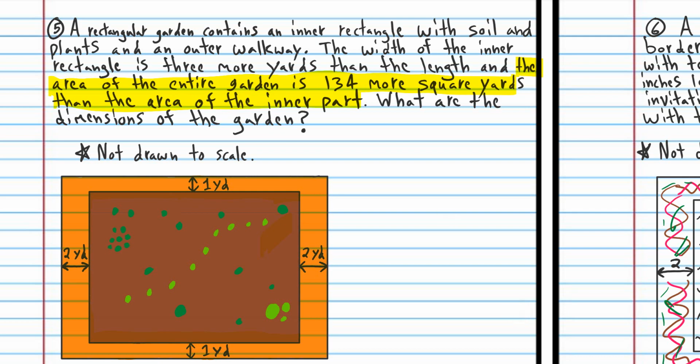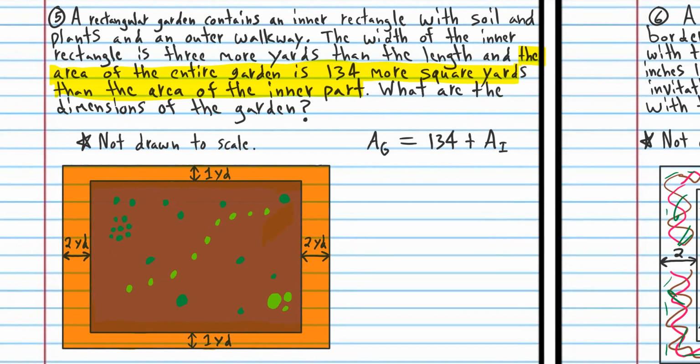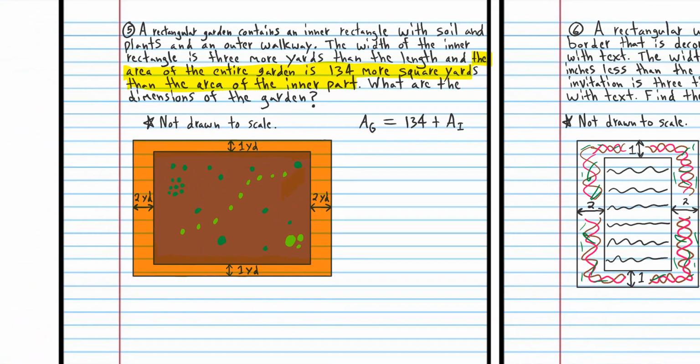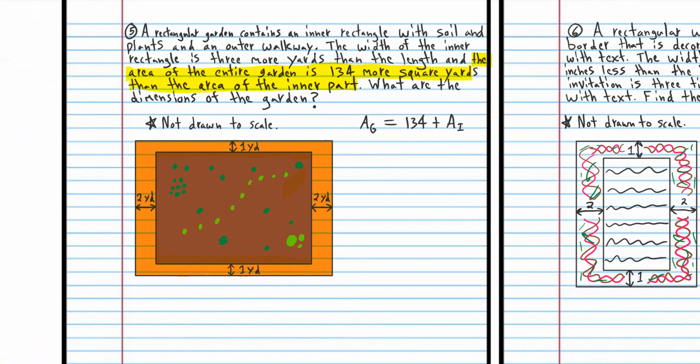The area of the entire garden, so I'm going to say G for garden, is equal to 134 more square yards than the area of the inner part, so I'll just put I for inner part. So that's going to serve as our most important equation here. So now all we have to do is find expressions for the area of the garden and the area of the inner part. Looks like I'm going to have to move this down here.